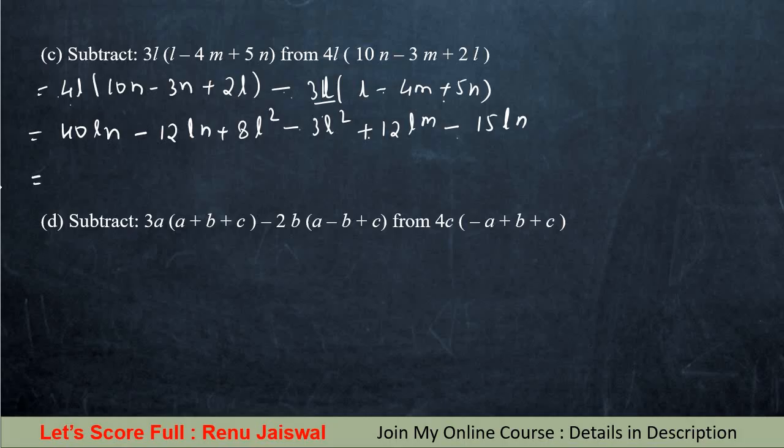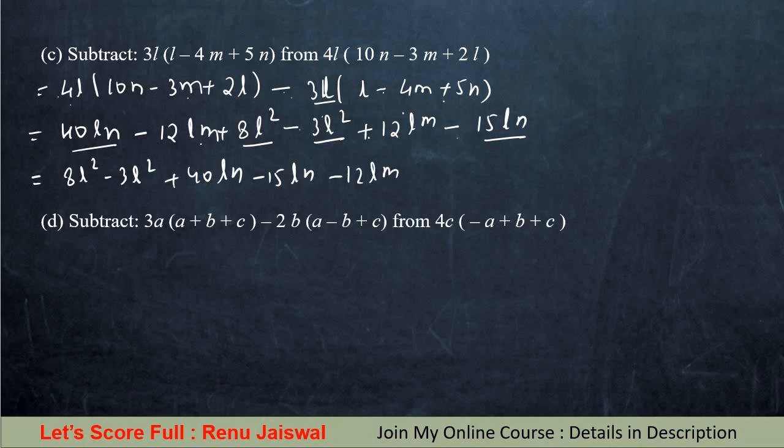Here I'll write the like terms together. So 8l square minus 3l square, these two are done. 40 ln, oh, I think I made a mistake, this is m, so I'll write m here, right? Okay, so ln, this one 15 ln, then lm, here I have 12 lm, and here also plus 12 ln.